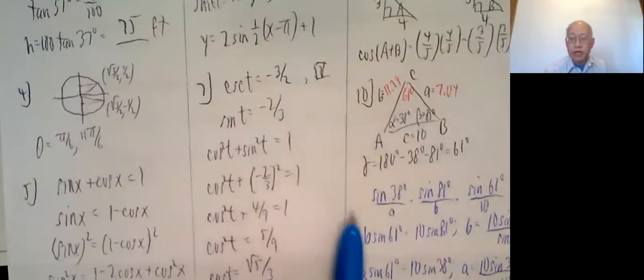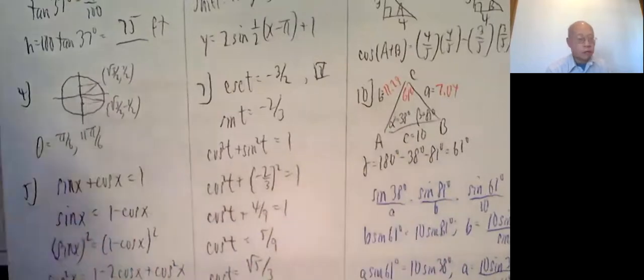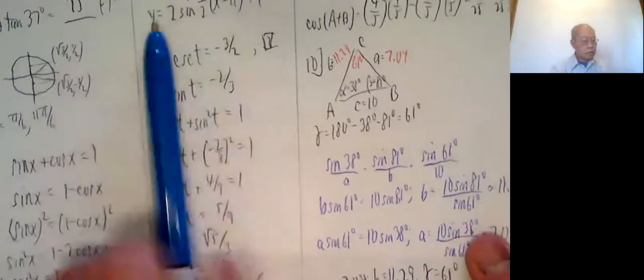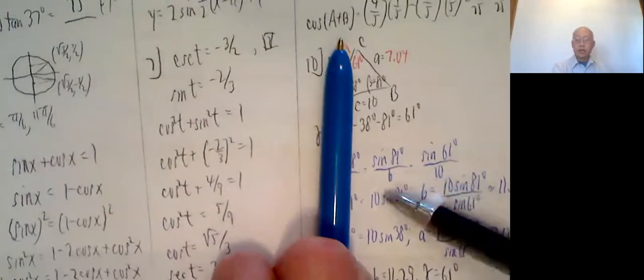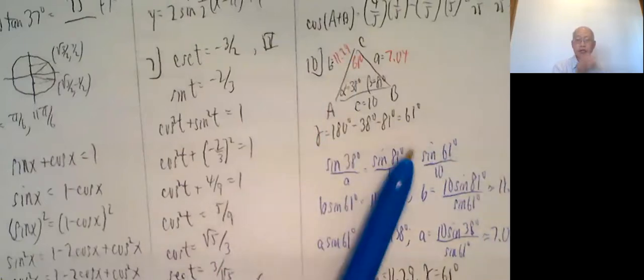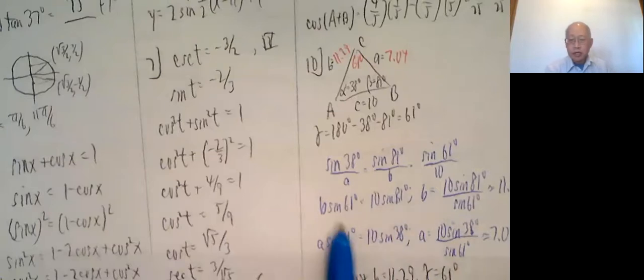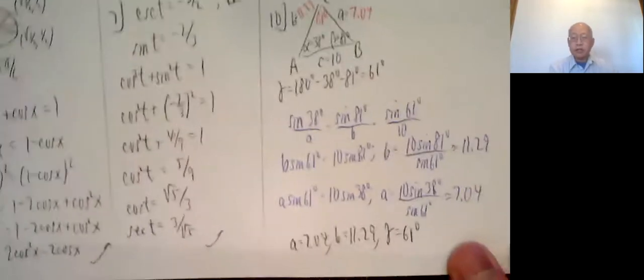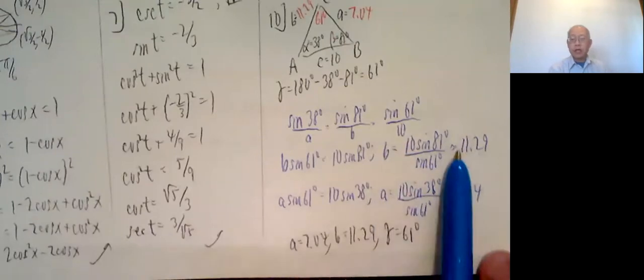And then I'll use the law of sines. Sine of 38 degrees over a, sine of 81 degrees over b, sine of 61 degrees over 10. So temporarily ignore this. Cross multiply here, that times that times that. b sine of 61 degrees equals 10 sine of 81 degrees. Divide both sides by sine of 61 degrees. So b is 10 sine 81 degrees over sine of 61 degrees, 11.29 for b.